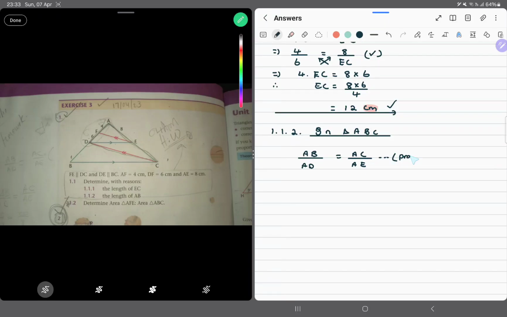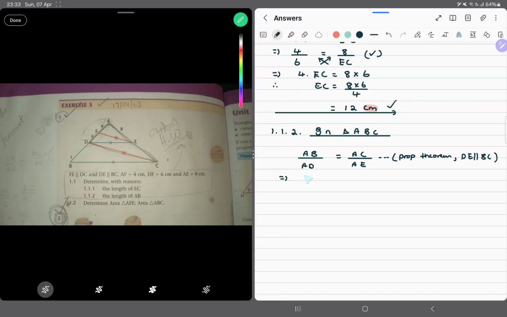Again, proportionality theorem with DE parallel to BC.